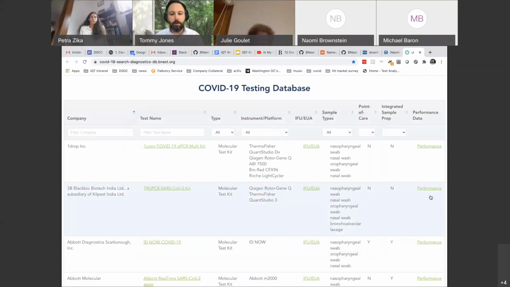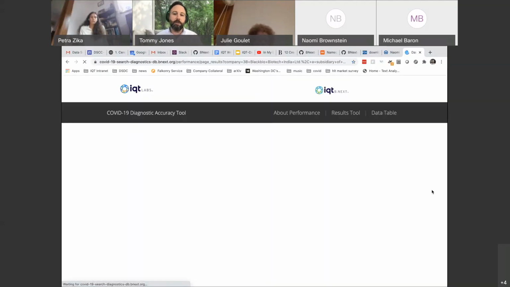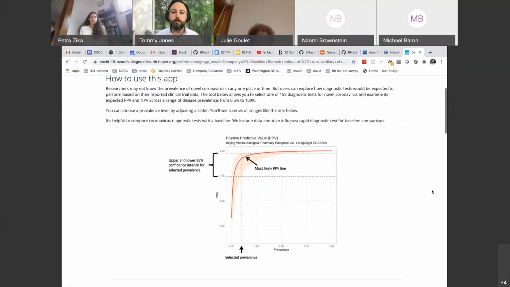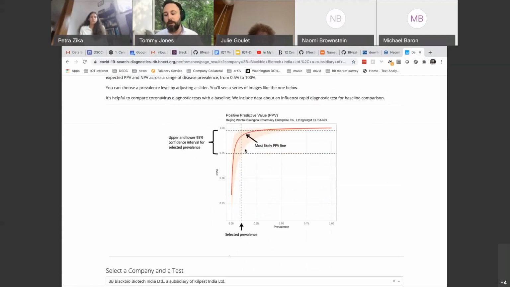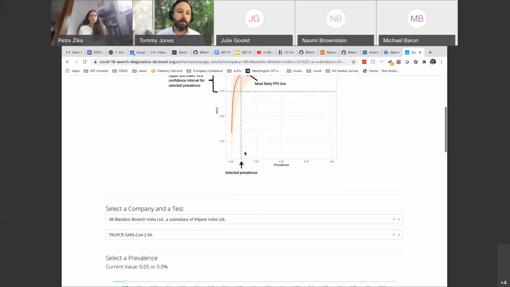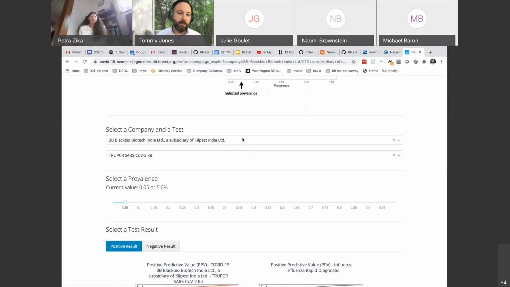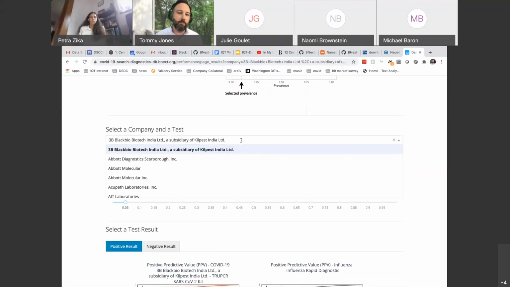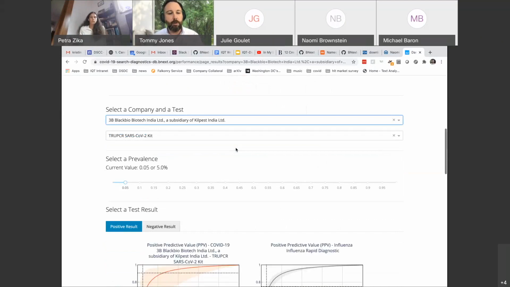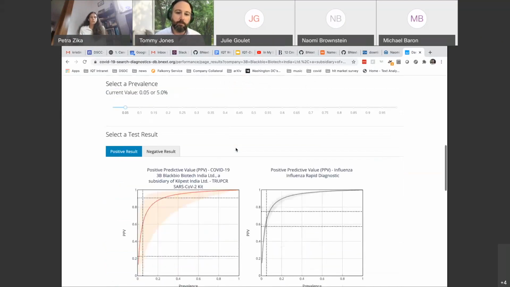And then you can click on this performance link here, and it will take you to the other part of our tool. So now this should look familiar. This shaded region is a 95% confidence interval, where we took the data that the manufacturer reported, got the 95% confidence interval in sensitivity and specificity, and carried it forward through the calculation. You can select one of about 160 different tests we have performance data for, but this is pre-selected because I came through the database link here.